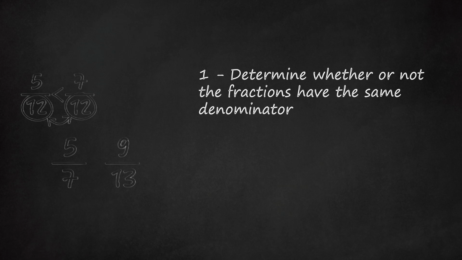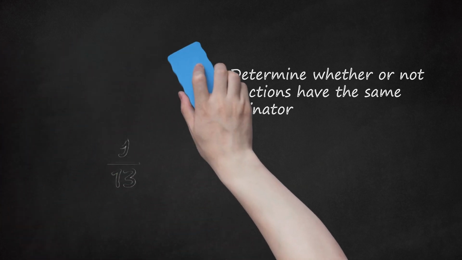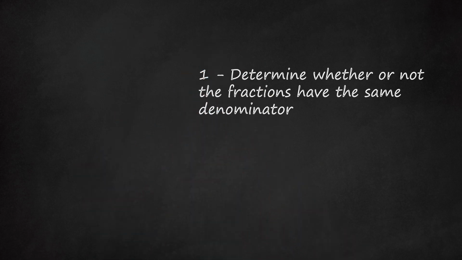If the denominator of the fractions is the same, then all you have to do is look at the numerator to know which fraction is greater. For example, with the fractions 5/12 and 7/12, you know that 7/12 is greater than 5/12 because 7 is greater than 5.